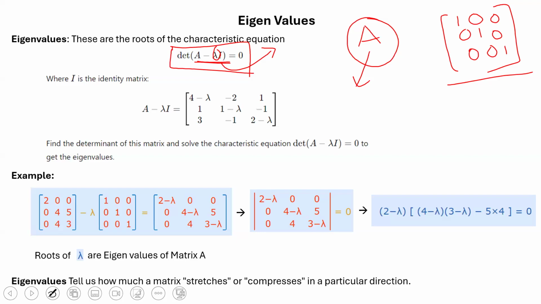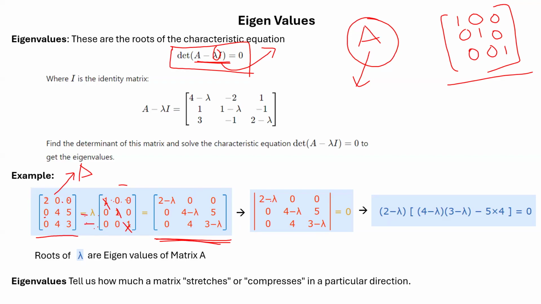Here is the example. I was given a matrix A. This is my matrix A minus lambda, and I'm applying I. When I multiply lambda with the identity matrix, it becomes lambda, lambda, lambda on the diagonal, and the minus remains the same. So we get 2 minus lambda, 0 minus 0, 0 minus 0, then 0 minus 0, 4 minus lambda, and 5 minus 0, which is 5. You just subtract these two matrices and then find the determinant of the result.